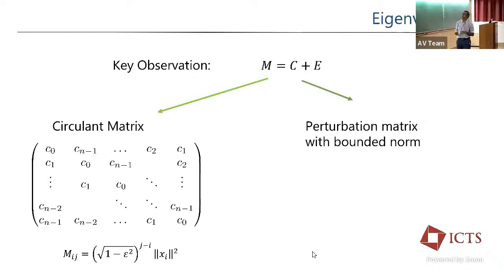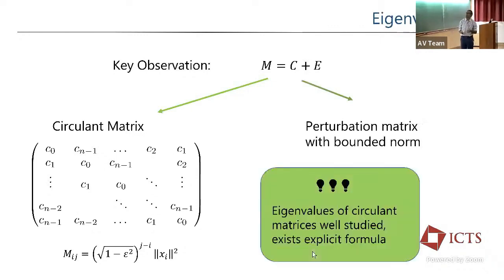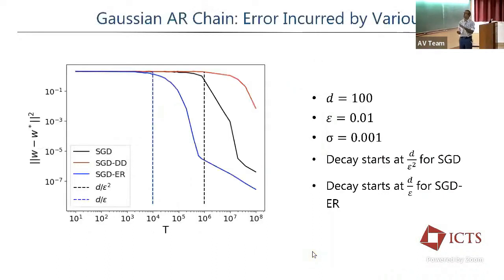Circulant matrix, we understand the eigenvalues very well. So we use the formula for eigenvalues of a circulant matrix. There's some noise on top of it that we need to take care of. But bottom line is that you can make this analysis work after doing a little bit of work, right? And what does this give us? Well, the result is that we are able to converge at a faster rate compared to standard SGD. And that is what we observe in practice also.